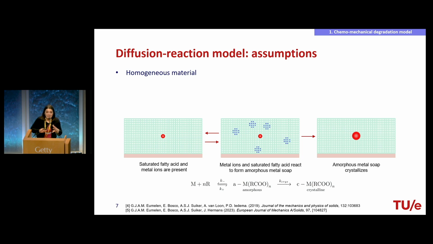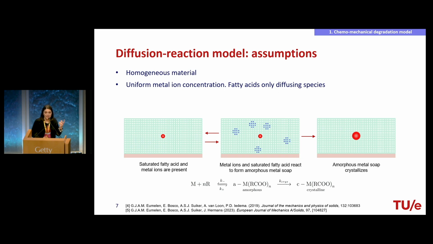First of all, as a general assumption, we know that the paint is a heterogeneous material. So we have the paint with embedded pigments, but in our model, we consider the material to be homogeneous. So we basically do not explicitly describe the geometry of the pigments, but just assume a homogeneous material with effective properties.